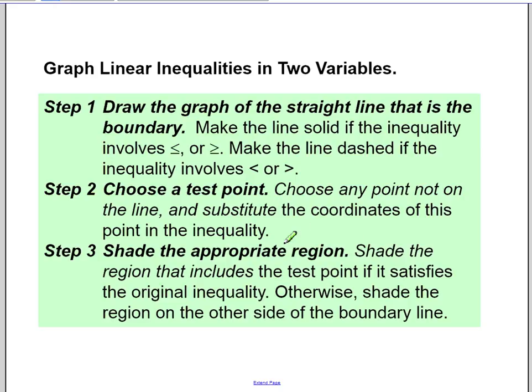In any case, you want to shade the appropriate region. You're going to shade the region that includes a test point if that test point satisfies the original inequality. In other words, if the inequality is true. Otherwise, you're going to shade the region on the other side of the boundary line.